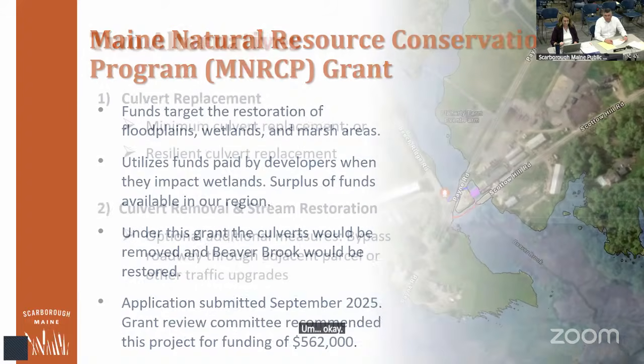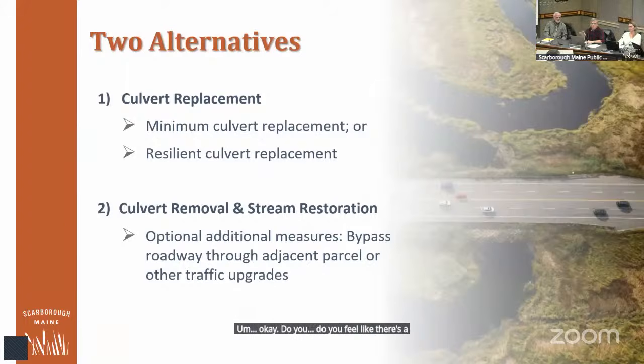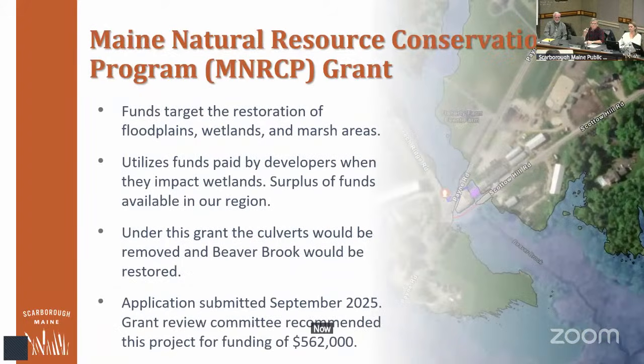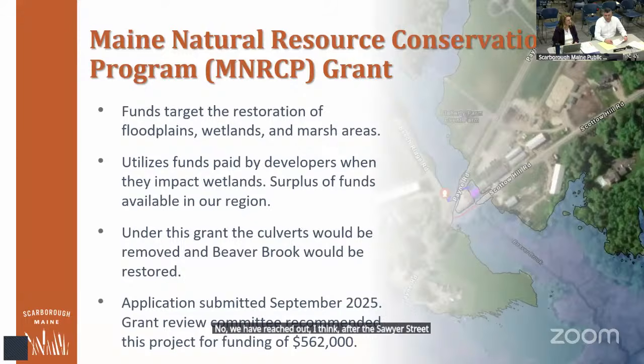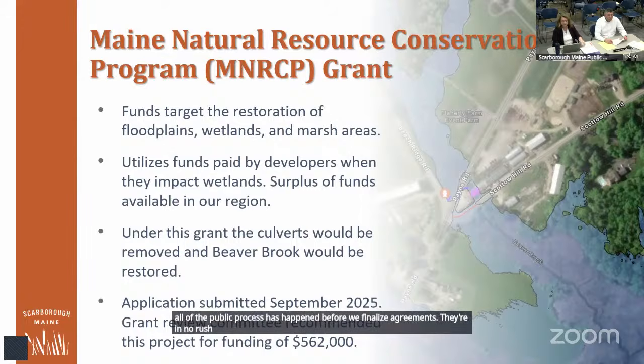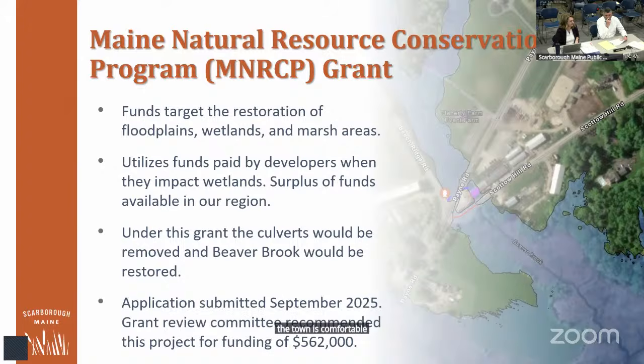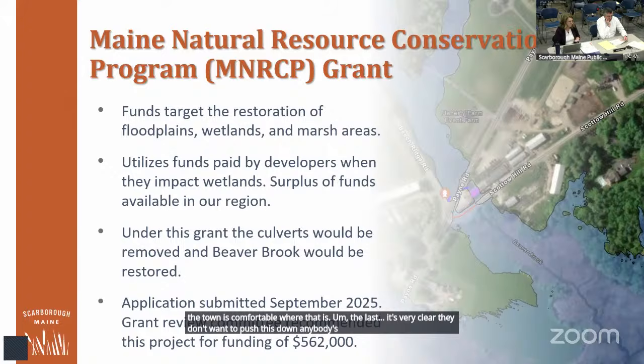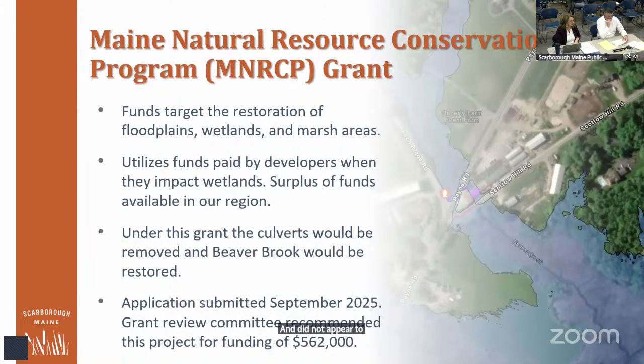Okay. All right. Do you feel like there's a deadline for our response? No, we have reached out. I think after the Sawyer Street conversations and what happened there, they have also established kind of a new process in saying we want to make sure all of the public process has happened before we finalize agreements. They're in no rush to get us into, say, a contract or an agreement until the town is comfortable where that is. It's very clear they don't want to push this down anybody's throat, so they want to make sure that we're all on the same page, and did not appear to be in any rush to get that.